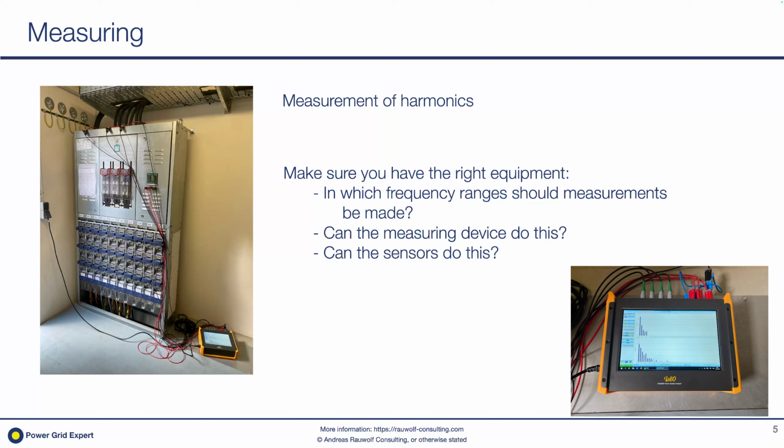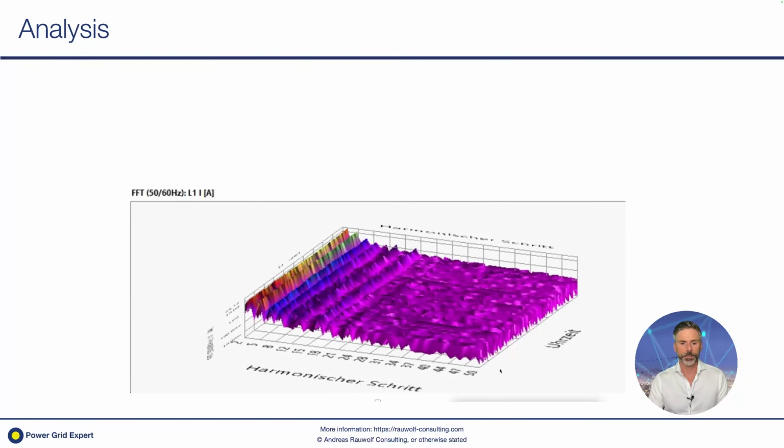So once I have decided about my measurement device and I'm sure about the frequency range, I also have to choose the right sensor for that. That is crucial. If I'm not using the right sensor, I might measure nothing in the high frequency range, and I think everything is okay, but in fact, everything is not okay. I just don't see it. So that's important for the measurement.